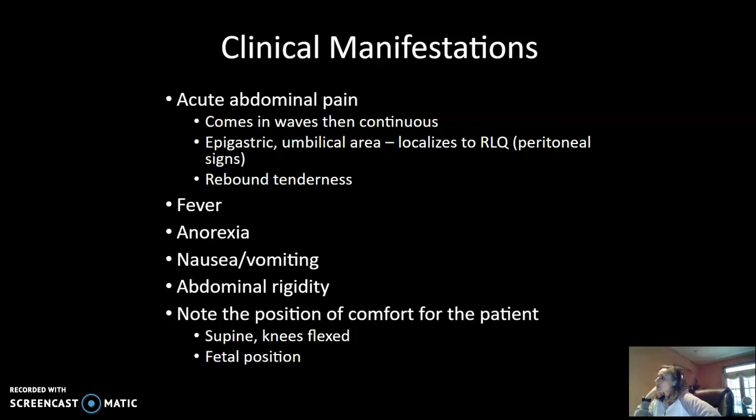We call that McBurney's point. They're going to complain of rebound tenderness. So you press down in that area, they may not have a lot of pain, but when you release it, it becomes very tender. They may also have fever, loss of appetite, nausea, and vomiting. That abdomen may become very rigid.